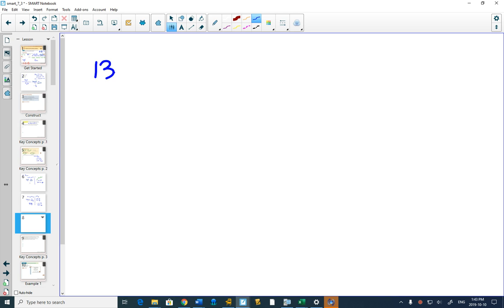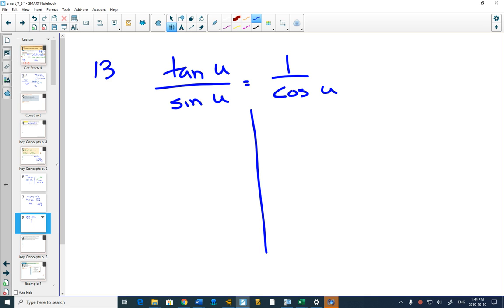So number 13, tan u over sine u equals 1 over cos u. The right-hand side of my equation is already in cosine. It's already a single fraction. The left-hand side of my equation has tan and sine. I can change the tan to sine u over cos u.